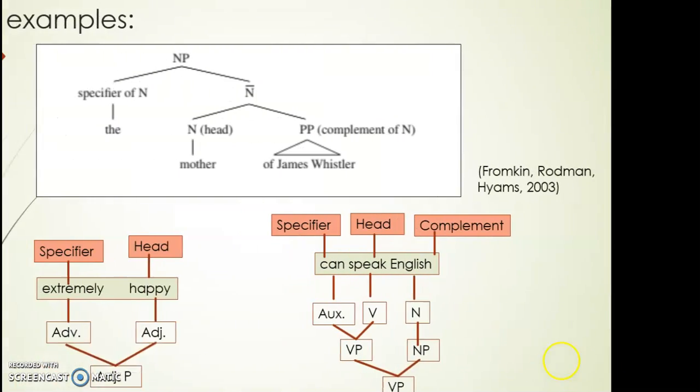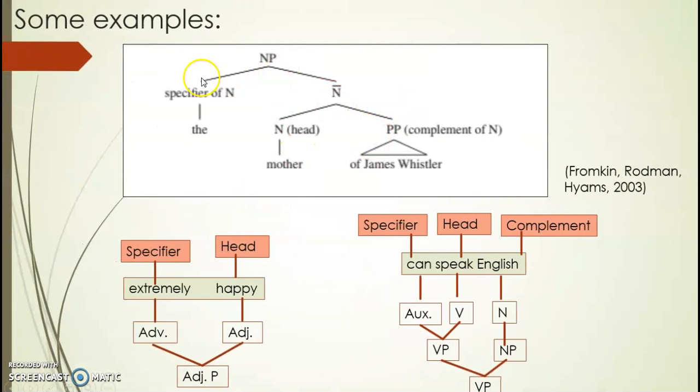Let's see this part, some examples. We have the mother of James Whistler. We identify of James Whistler as the prepositional phrase, the complement of the noun. Mother is the head, and the is the specifier. James Whistler is embedded in the noun phrase. Now have a look at this adjective phrase: extremely happy. Extremely is an adverb, happy is an adjective, and it is an adjective phrase. So extremely is a specifier, and happy is the head.